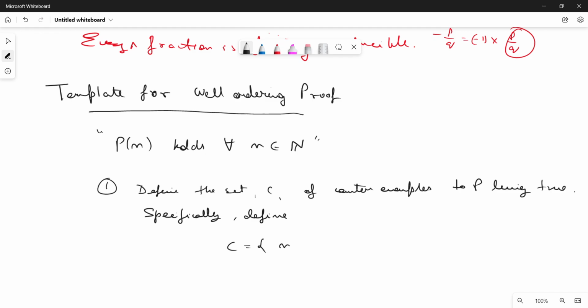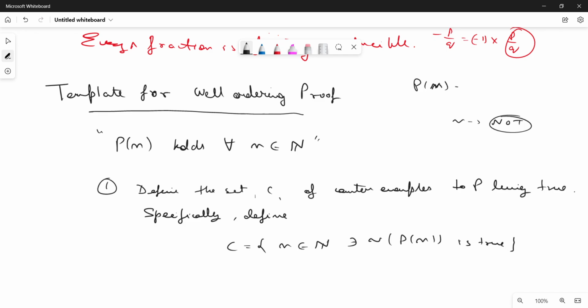Specifically, define C to be the set of all natural numbers such that not Pn, that is the negation of Pn, is true. There is a symbol of not. Not means negation. Negation means whatever Pn is, we negate it.